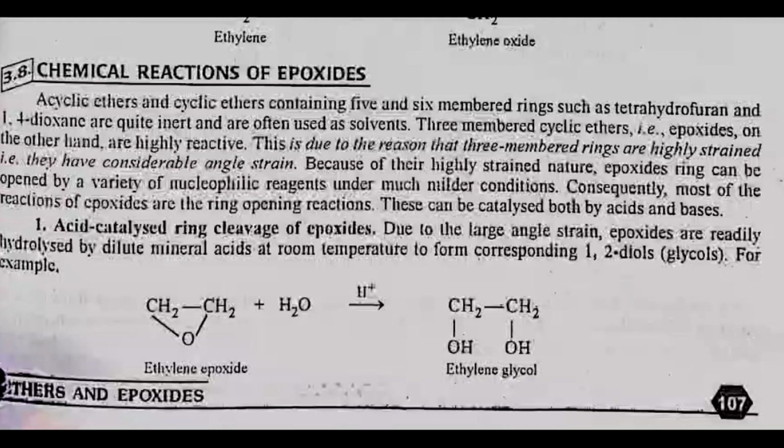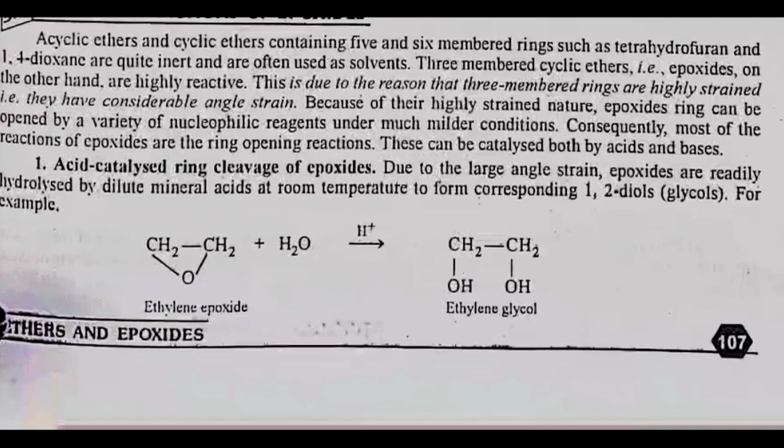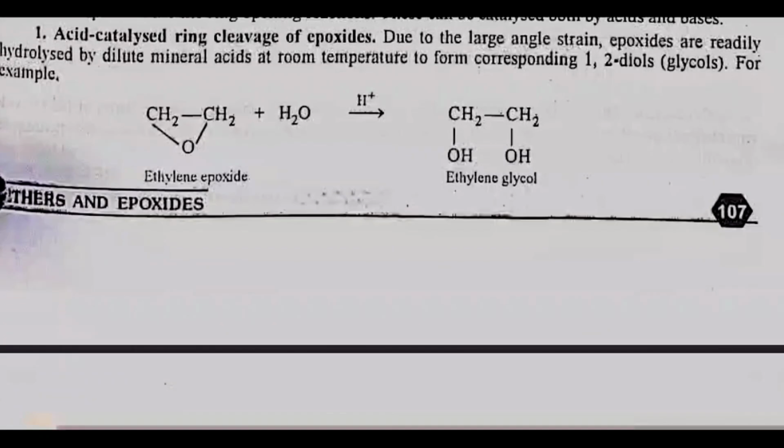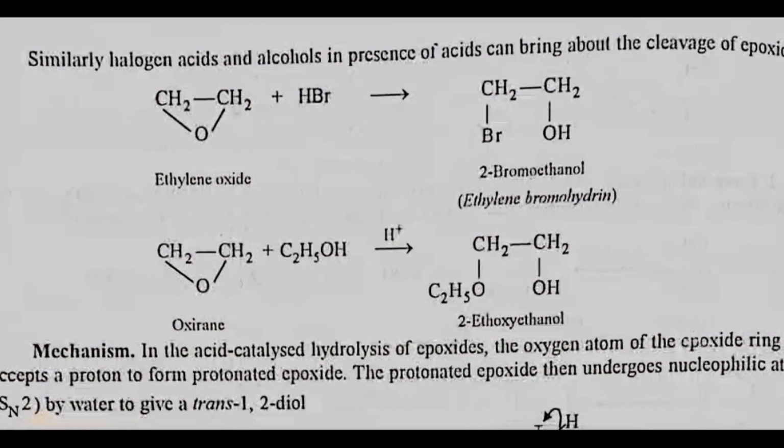These can be catalyzed both by acids and bases. First, acid catalyzed ring cleavage of epoxides. Due to the large angle strain, epoxides are readily hydrolyzed by dilute mineral acids at room temperature to form the corresponding 1,2-diols or glycols. For example, ethylene epoxide plus H2O in presence of H+ gives ethylene glycol. Similarly, halogen acids and alcohols in presence of acids can bring about the cleavage of epoxides. Ethylene oxide plus HBr gives 2-bromoethanol. Oxirane plus ethanol in presence of H+ gives 2-ethoxyethanol.